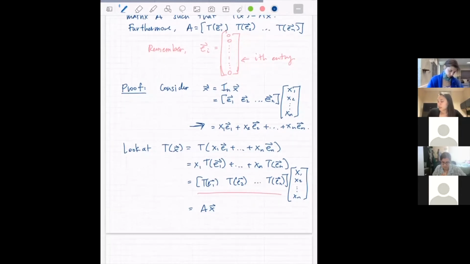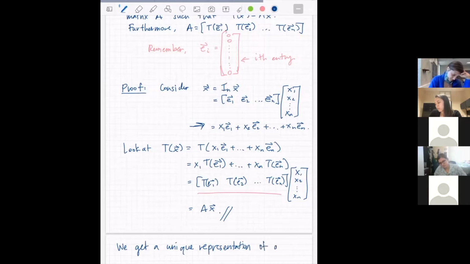Okay, so what this means is that we get a unique representation of any linear transformation. Right, that's good to know. So we do have this correspondence now. So a matrix can define a linear transformation, and a linear transformation has an associated matrix.